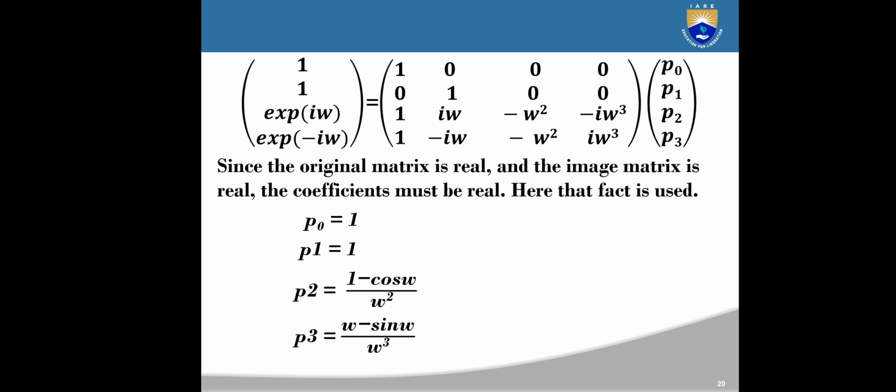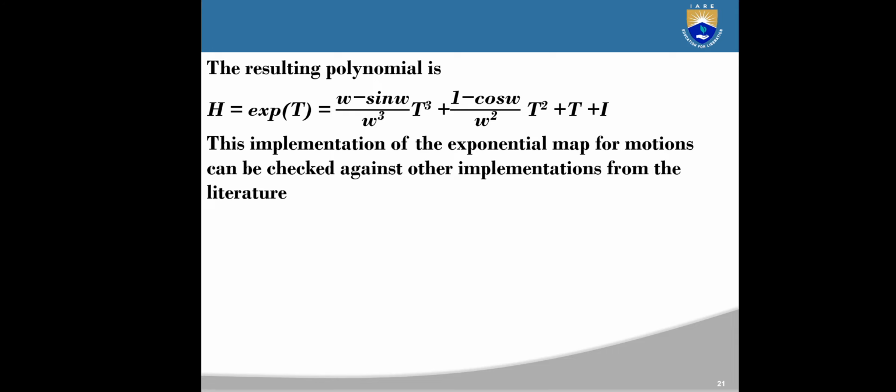P0 is equal to 1, P1 is equal to 1, P2 is equal to 1 minus cos omega by omega square, P3 is equal to omega minus sin omega by omega cube. So the resulting polynomial is H is equal to exponential of T, that is equal to omega minus sin omega by omega cube into T cube plus 1 minus cos omega by omega square T square plus T plus I. This implementation of exponential map for motions can be checked against other implementations from the literature.